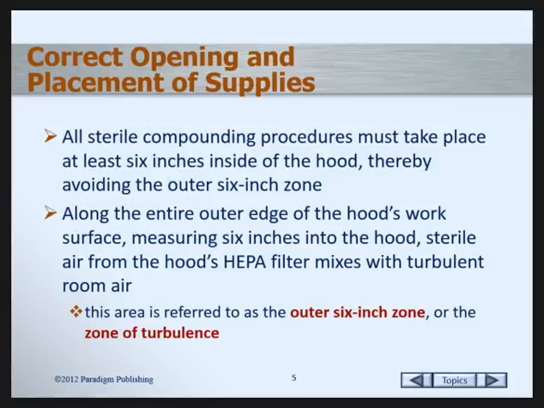It's important to know how to correctly open and place supplies into the DCA. All sterile compounding procedures must take place at least 6 inches inside the hood to avoid the outer 6-inch zone. The space at least 6 inches inside the hood is known as the DCA. Along the entire outer edge of the hood's work surface, measuring 6 inches into the hood, sterile air from the HEPA filter will mix with the turbulent room air. This was discussed in Chapter 2. This area is referred to as the outer 6-inch zone or the zone of turbulence.